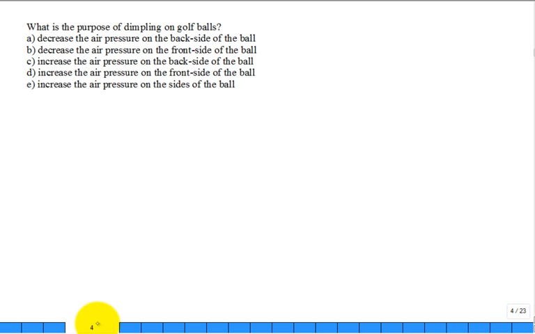What is the purpose of dimpling on golf balls? Decrease the air pressure on the back side of the ball, decrease the air pressure on the front side of the ball, increase the air pressure on the back side of the ball, increase the air pressure on the front side of the ball, or increase the air pressure on the sides of the ball.